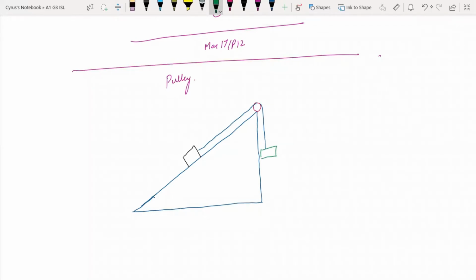Okay. This angle here is theta. This mass, I'll call this m1, has the weight which is m1g. This angle here is theta. Why is this angle theta? Do you have any idea?